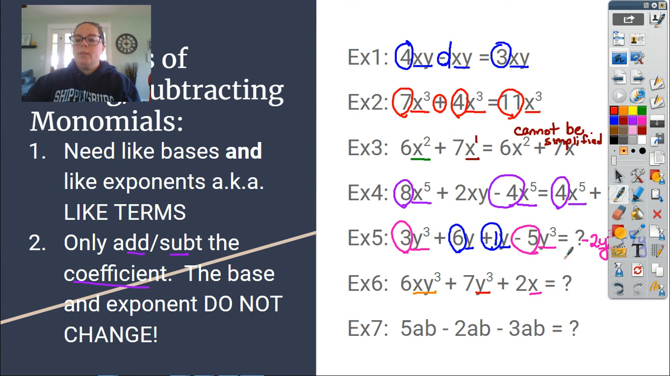So again, you can either write "cannot be simplified," or you can rewrite your monomials together like we did in example 3, where we don't change anything.